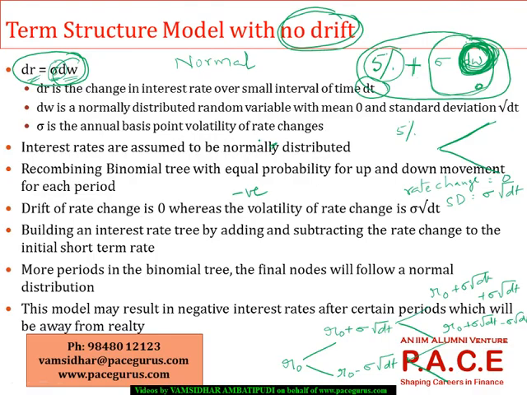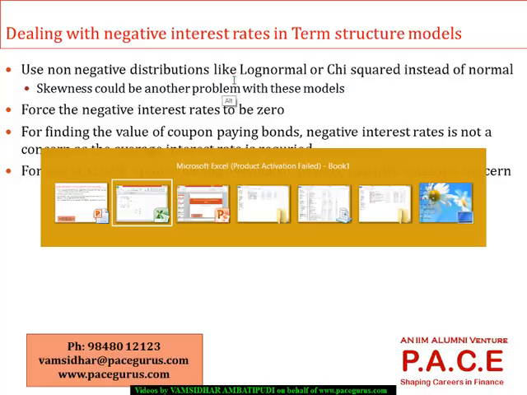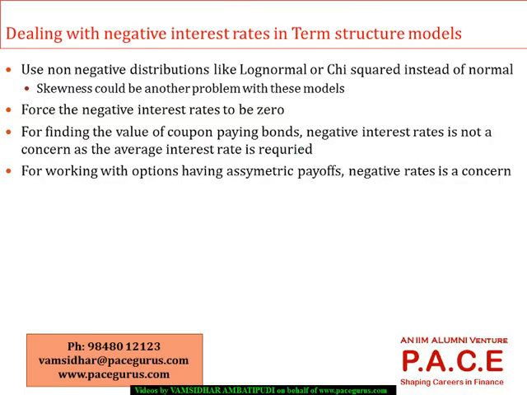So from that standpoint, if at all a negative interest rate is going to come up, there are a couple of things which people were talking about. Instead of thinking of normally distributed interest rates, it would have been better if you had assumed that the interest rates, or some transformation of the interest rates, follow completely positive distributions like log normal or probably chi-squared, in which they are capped at zero. So they do not have any possibility of negative values coming up.